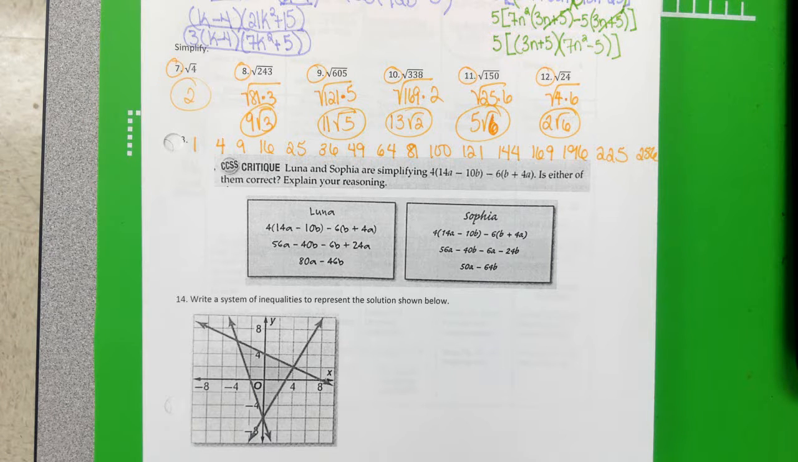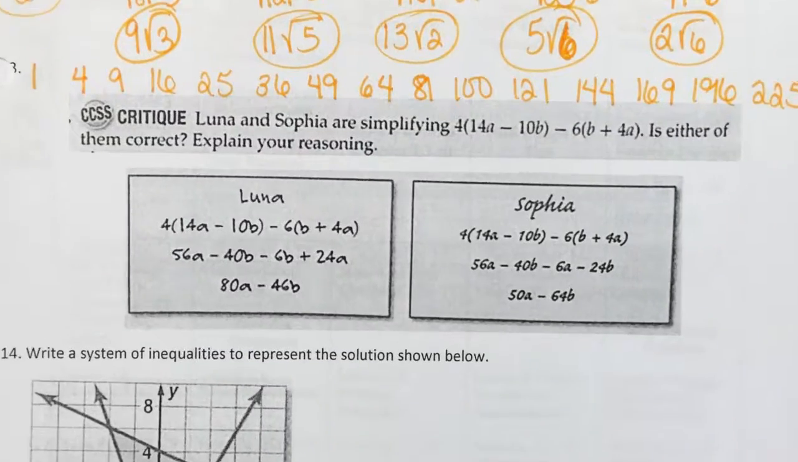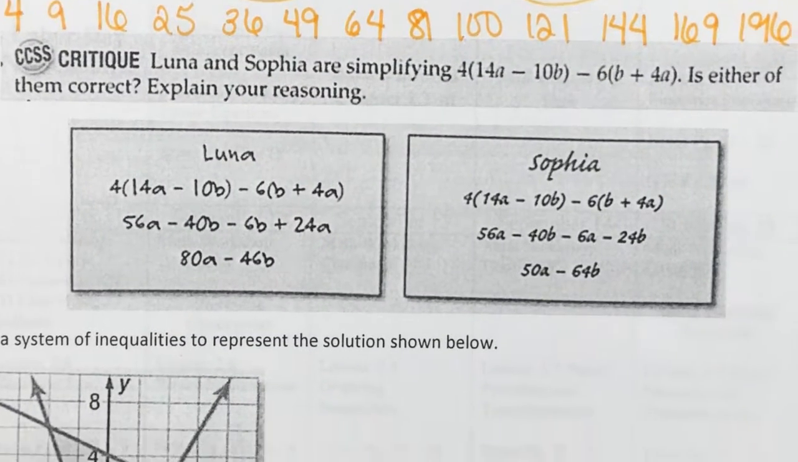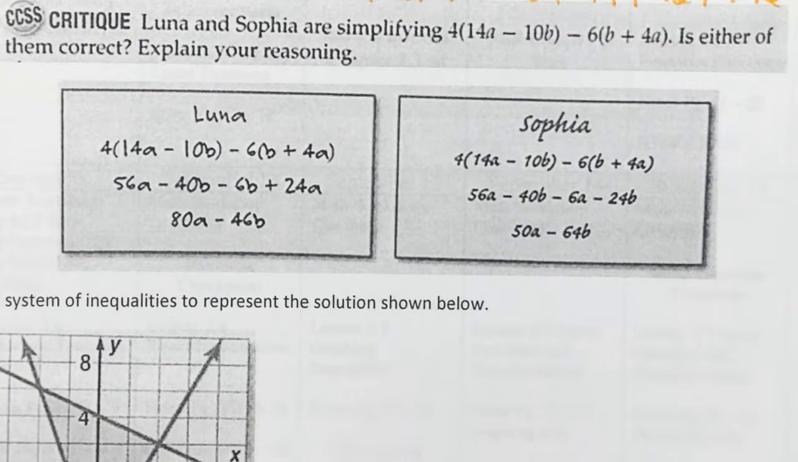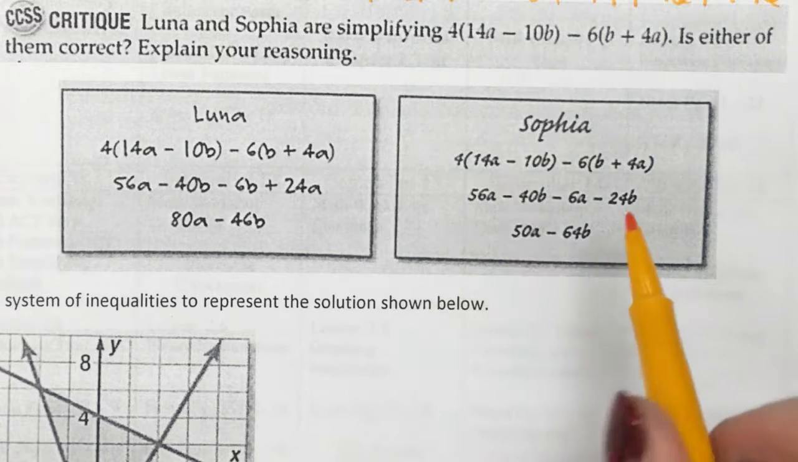Alright, who do we have? We have Luna and Sophia. Are they both right? No. Or is one of them right? Or are they both wrong? Luna is correct because she correctly multiplied 6 and B. But Sophia put 6 and A instead of 6 and B.